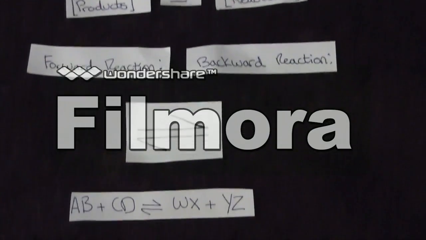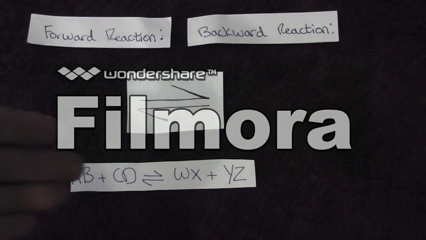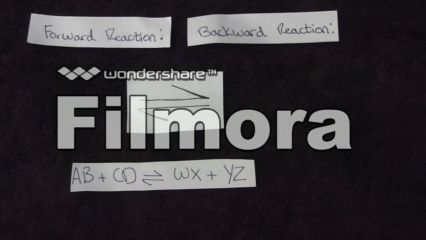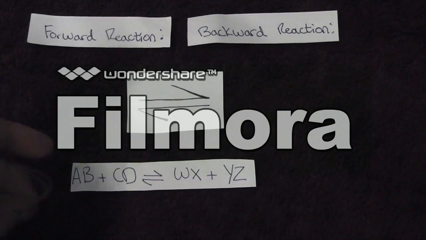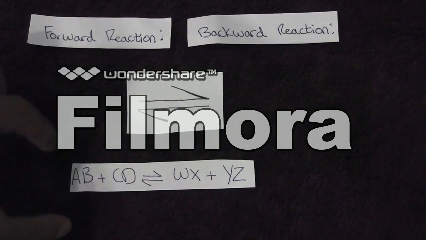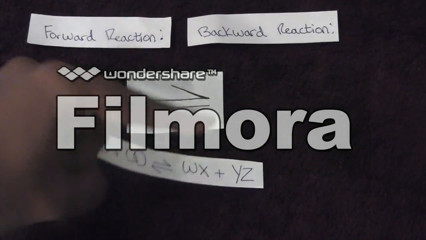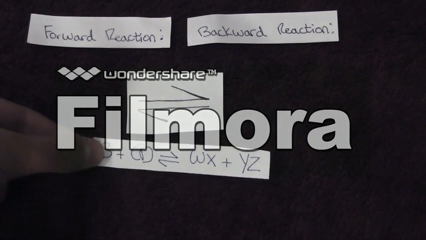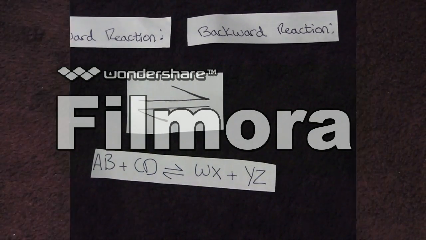Let me give you another example. Let's just say that AB plus CD is a reversible reaction to WX plus YZ. In this case, AB plus CD would be able to transfer its energy to this side, whereas the products would also be able to transfer their energy to the reactants.